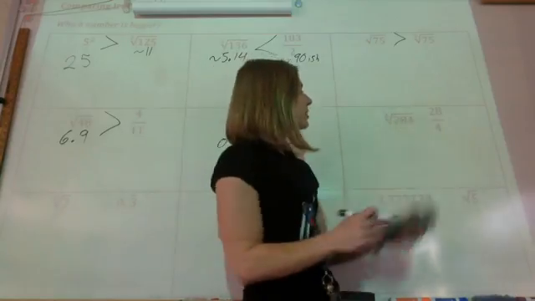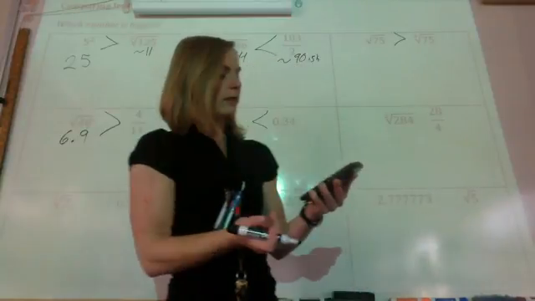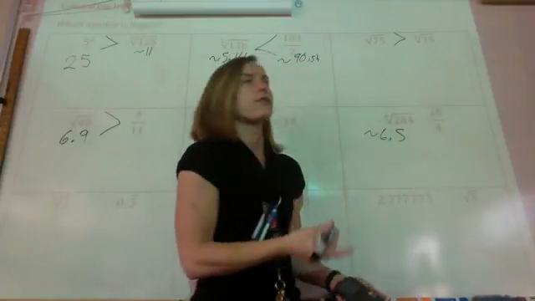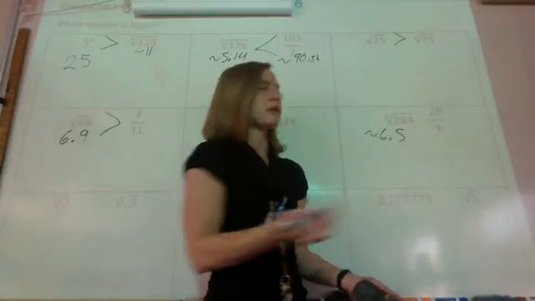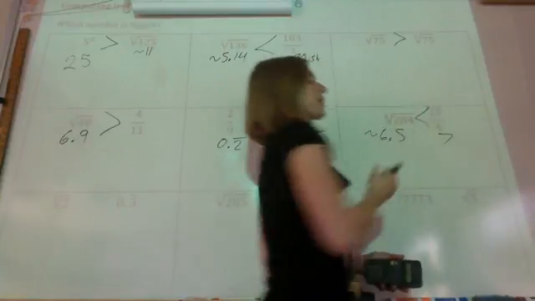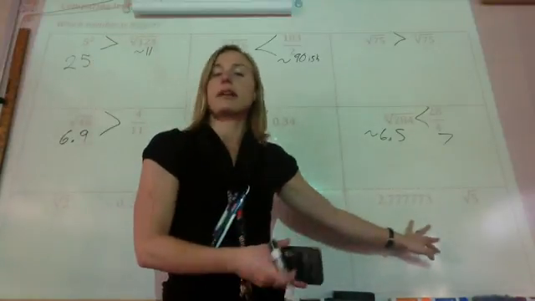Then if we have the cube root of 284, I don't know that off the top of my head, so we can use our calculator. And we get that it's about 6.5. And then 28 over 4, well, 28 divided by 4 is just 7. So these two are actually pretty close, but the 28 over 4 is slightly bigger. I want you to finish up this last row on your own. If you have any questions, you can ask me in class.